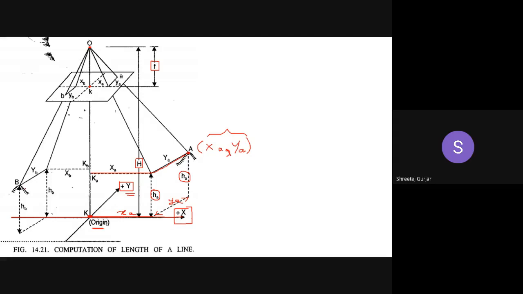Similarly, we will consider a point B over here, at an elevation HB from the ground. So here is point B, and this is the reference line, and from this line it is elevated at a height HB. Similarly, we have an X coordinate and Y coordinate for this particular point, capital XB and capital YB. Capital letters because we are considering it on the ground.